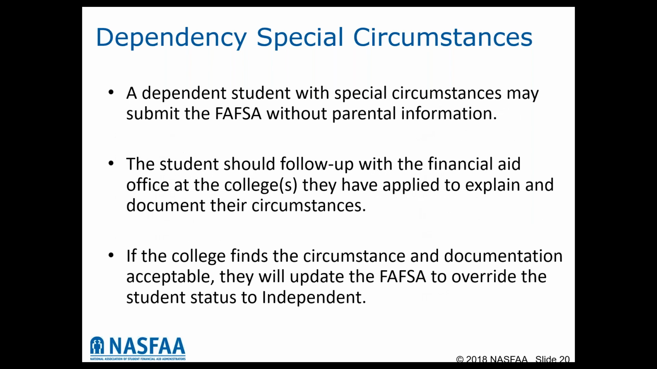So as I mentioned, a dependent student with a special circumstance can move forward without parental information and submit the FAFSA, and they would be following up then with the financial aid office at all of the colleges where they are applying, explain their circumstances and document them. And if the school determines that it is warranted, they will override the status and make the student independent for the academic year.